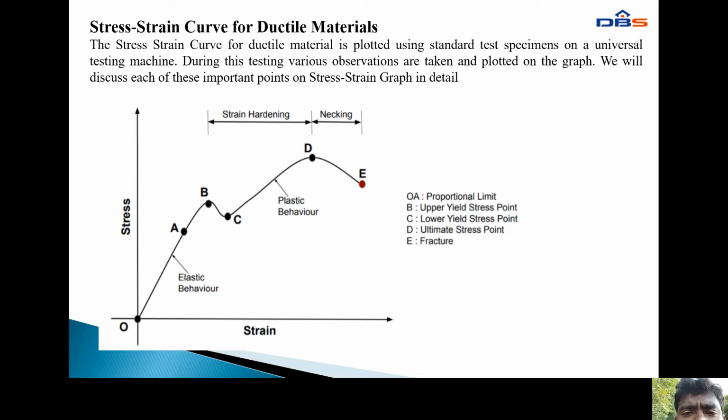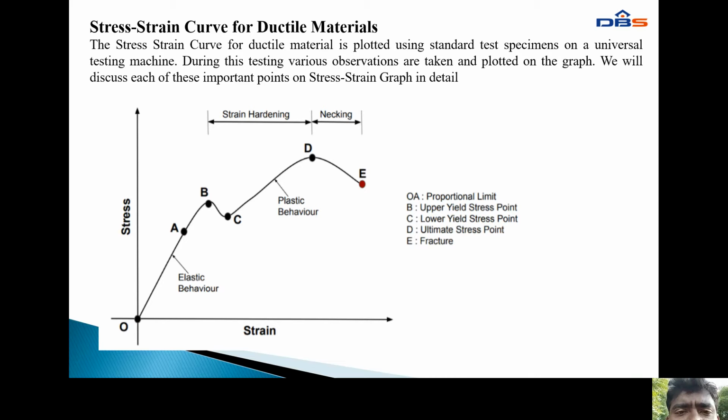B is the upper yield stress. C is the lower yield stress. D is the ultimate stress point. E is the fracture, that means the failure point, the point where the material breaks. As the stress increases, the strain increases, and the material breaks.